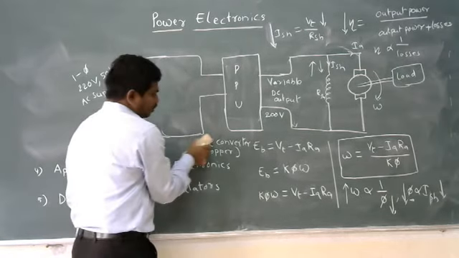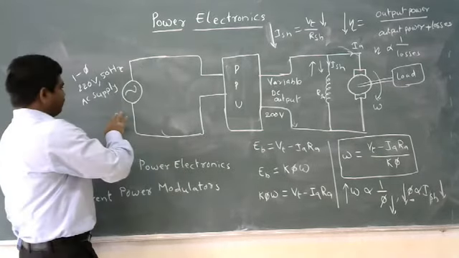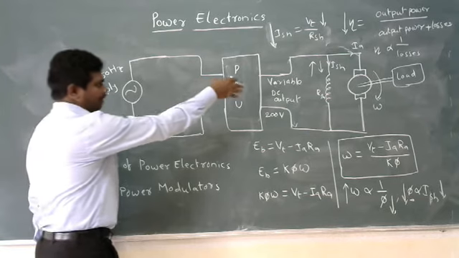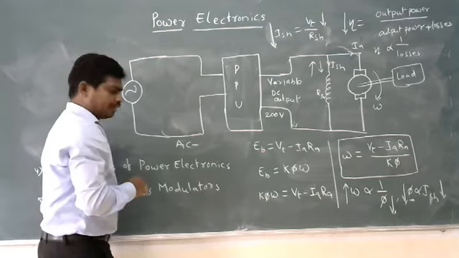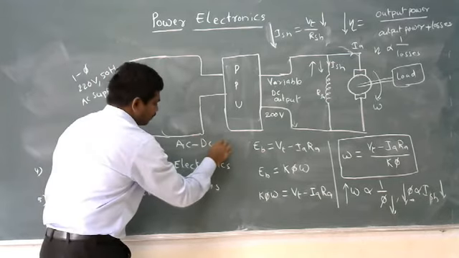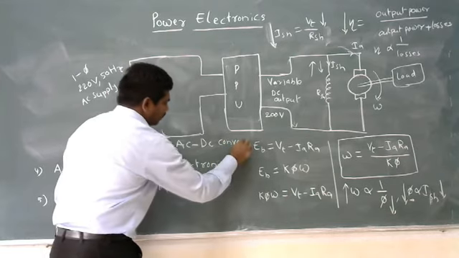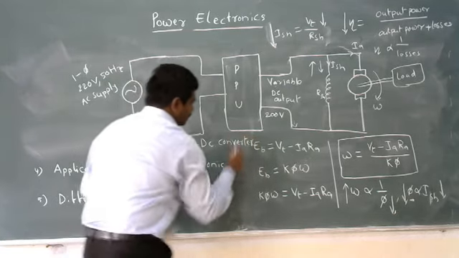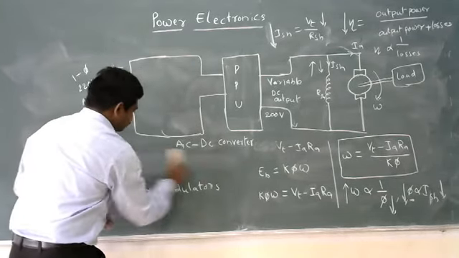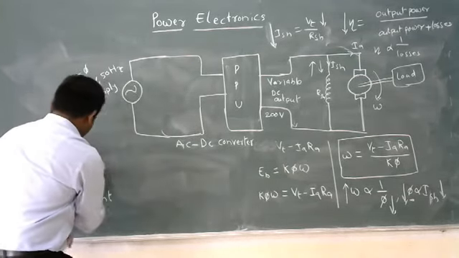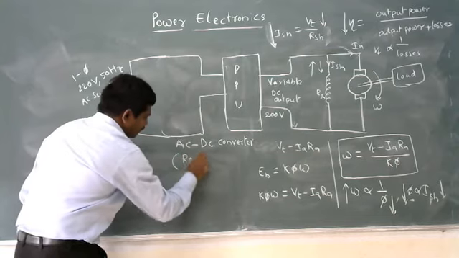So what do we call this PPU, power processing unit, here? Very simple. Fixed AC is converted into variable DC. Means AC electrical power is converted into DC power. Here the PPU is called an AC to DC converter. The other name for the AC to DC converter is rectifier.